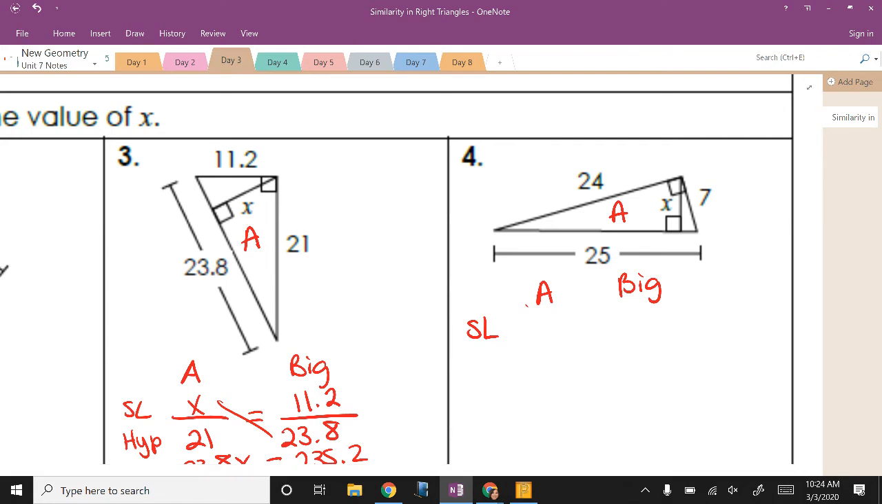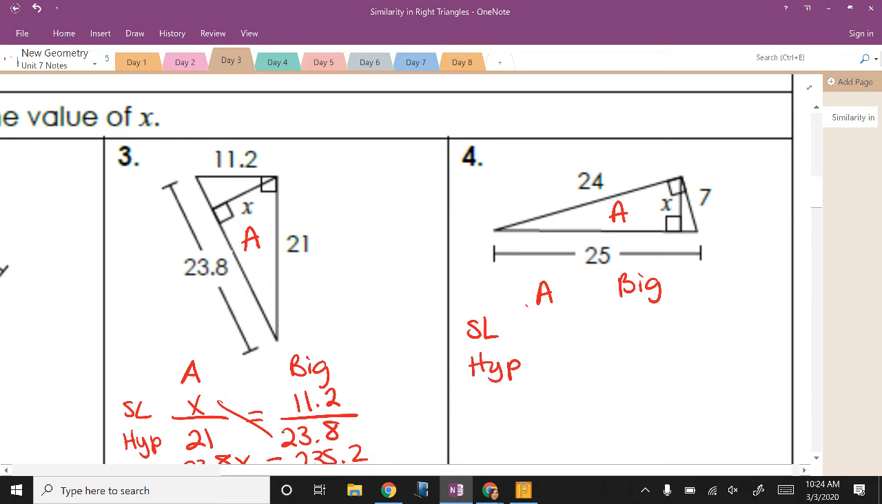I don't have the hypotenuse. What's the hypotenuse? Oh, yeah, that's the hypotenuse. Sorry, yes. I don't have the long leg of triangle A, do I? All right. So 24. Good.